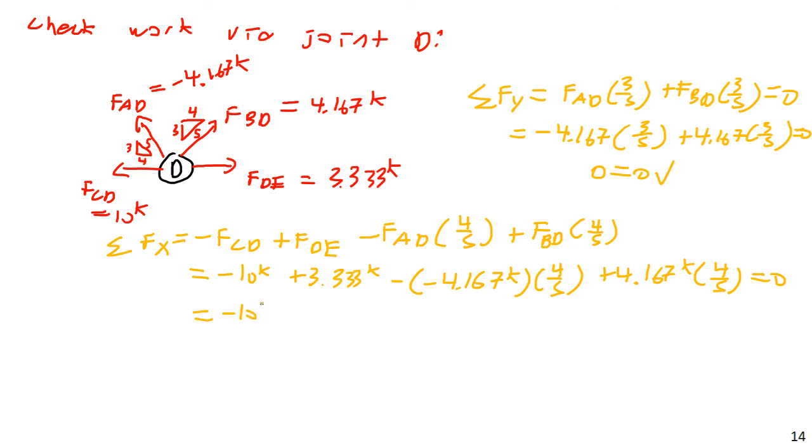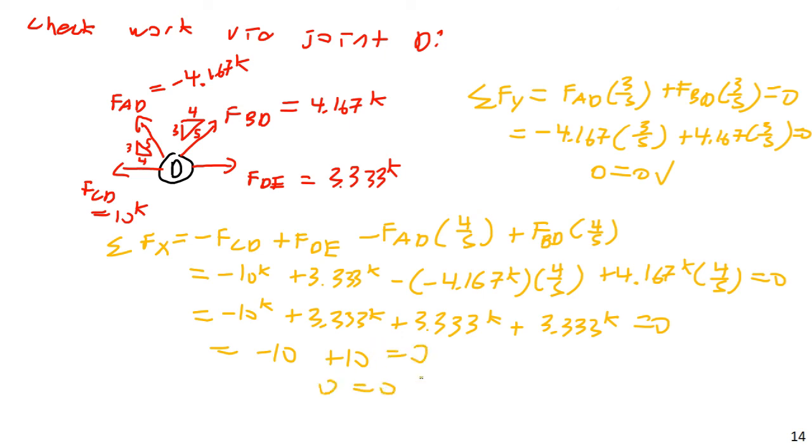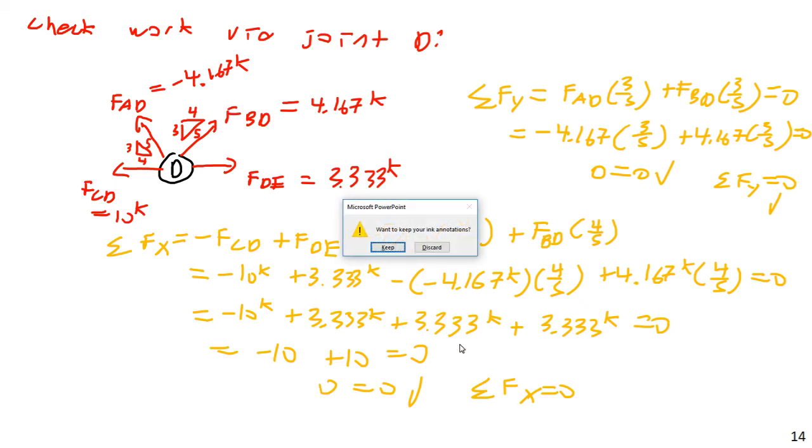So this will be negative 10 kips, plus 3.333. And if you multiply that out, you'll see that the last two terms each come to 3.333 kips. All this should equal 0. And what do you know? Negative 10 plus 10, since 3.333 times 3 is 10, equals 0, and 0 is indeed equal to 0. So sum of forces in y equals 0 on this joint, and sum of forces in the x direction also equals 0. So we have equilibrium on this joint in both directions. This served as a final check that we had all our forces in the right direction and all of our magnitudes correct, and it checks out.